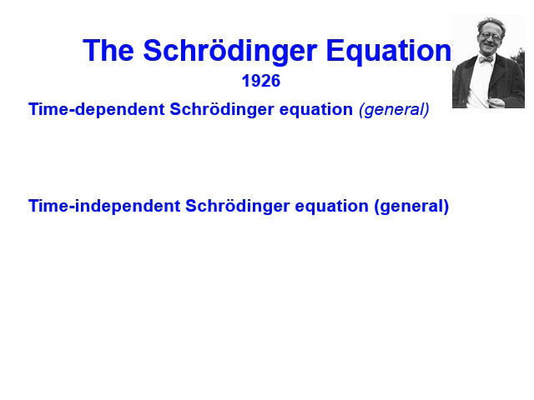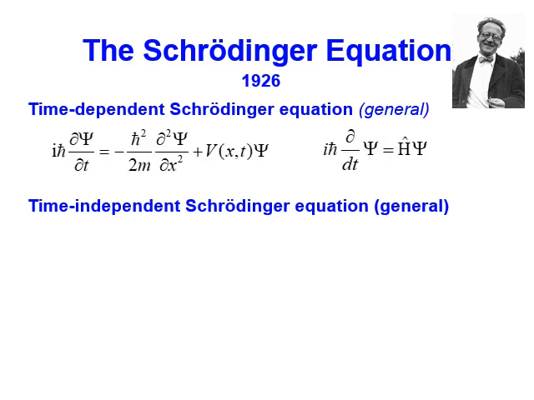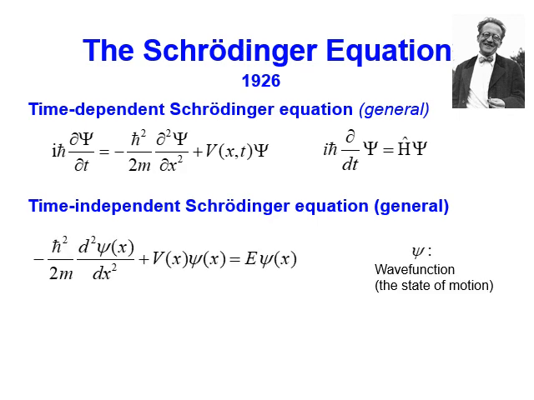In quantum mechanics, the Schrödinger equation is equivalent to Newton's law in classical physics. There are two types of Schrödinger equations. One is the time-dependent Schrödinger equation. The other is the time-independent Schrödinger equation. In this chapter, we're going to introduce the time-independent Schrödinger equation.